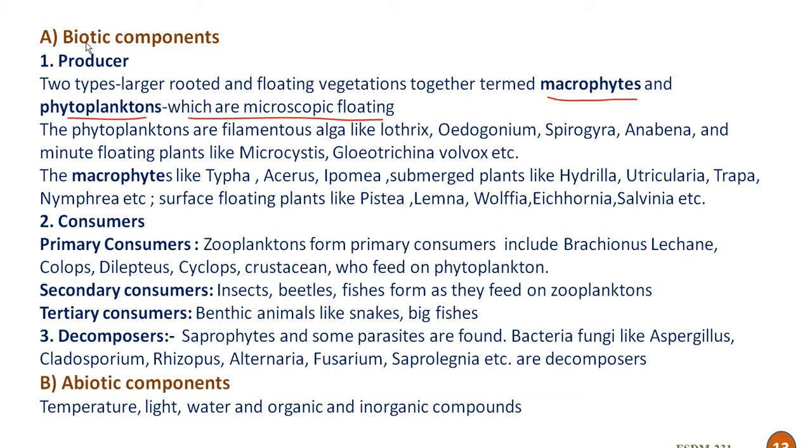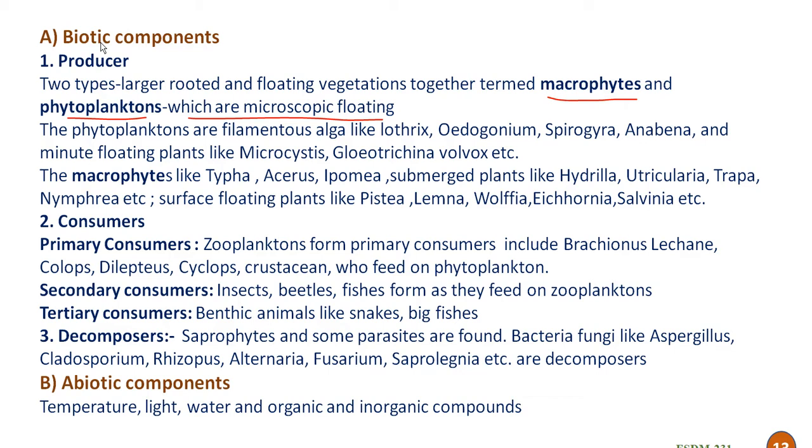Then the macrophytes like Typha, Acorus, Ipomoea, and submerged plants like Hydrilla, Utricularia, Trapa, and Nymphaea, etc. are present, and some of them are surface floating also, like Pistia, Lemna, Wolffia, Azolla, Salvinia. These are some surface floating plants which are present as producers.